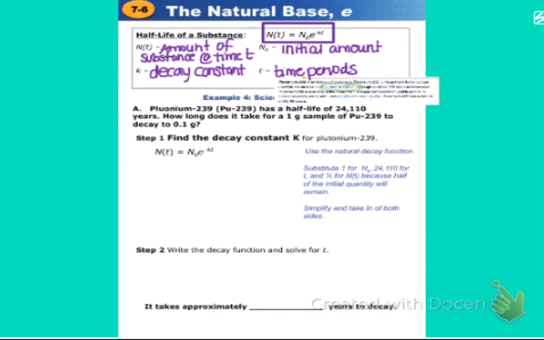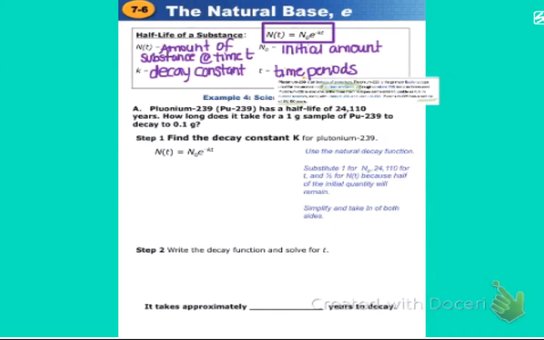But anyway, it says here that it has a half-life of, and in the problem it says it, and here it says right here on the information I found on the internet too, a half-life of 24,110 years. And what that means is after 24,110 years, there'll be half the amount of plutonium that we had to begin with. I think that's the danger of nuclear weapons. That material sticks around really forever. It will never all be gone, but it takes that many years to just cut the amount in half. So it says, how long does it take for a 1 gram sample of plutonium to decay to 0.1 grams?